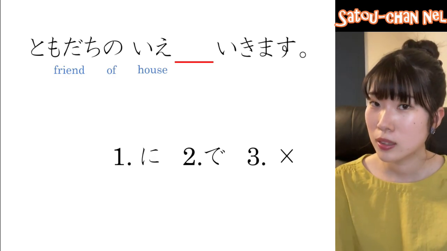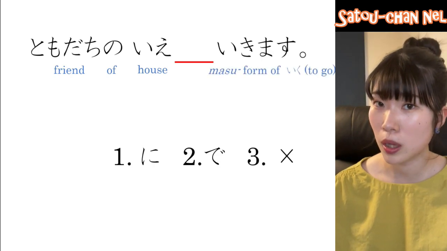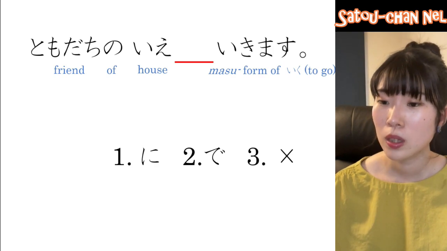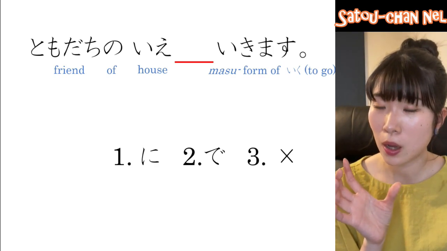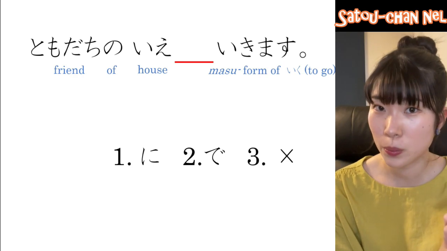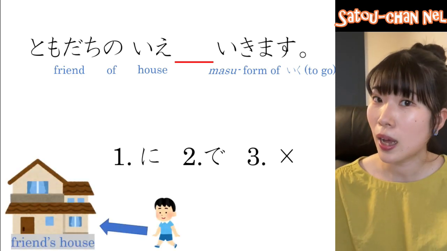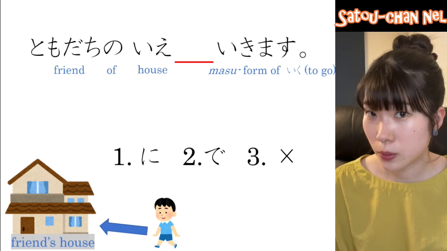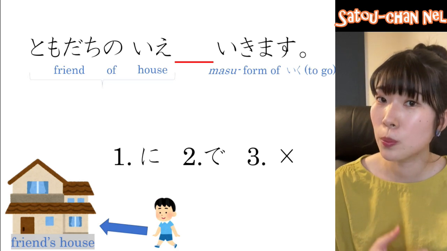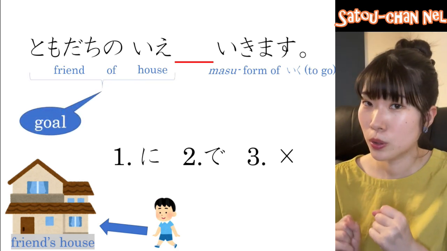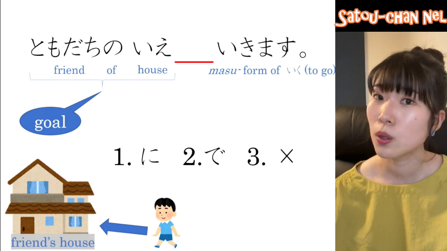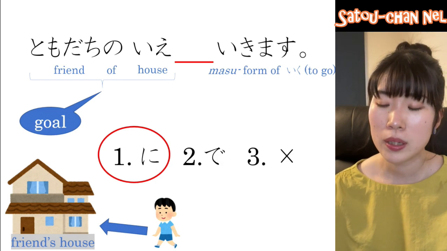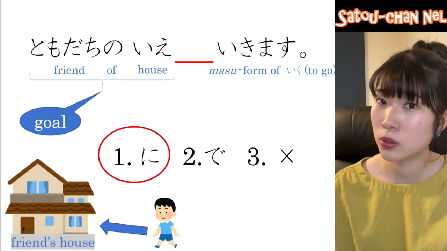行きます is the masu form of 行く, to go. So 友達の家, friend's house, 行きます, I go. I go to my friend's house. So friend's house is the goal of movement. I go to my friend's house. So we need to add particle に here. Particle に indicates time and also goal.